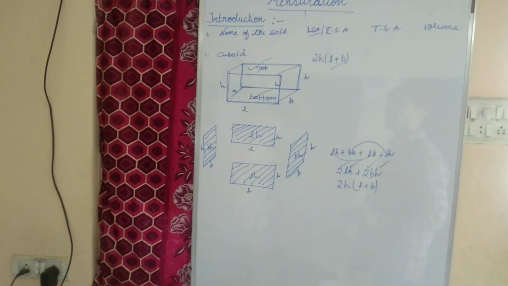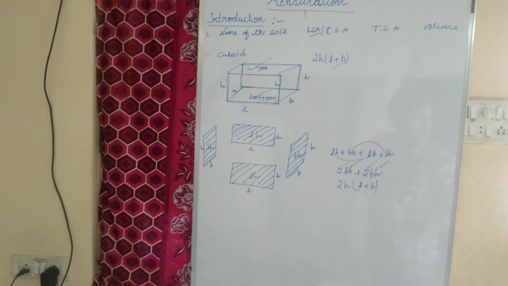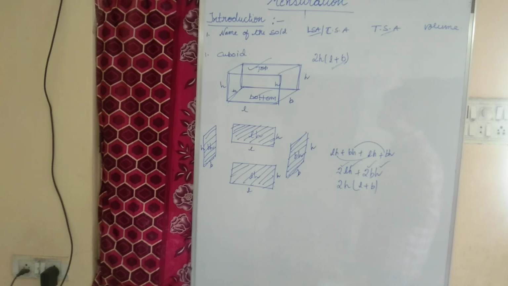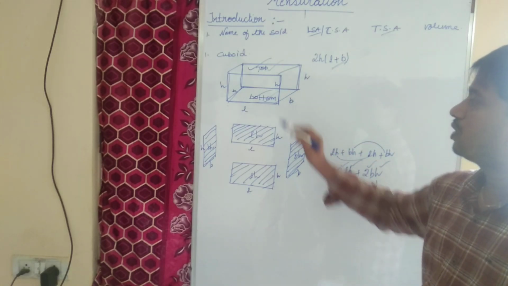So children, what is the curved surface area of a cuboid? That is 2h into (l plus b), 2h into (l plus b). Now coming to total surface area. What is the total surface area of a cuboid? We have to include the top face as well as the bottom face.